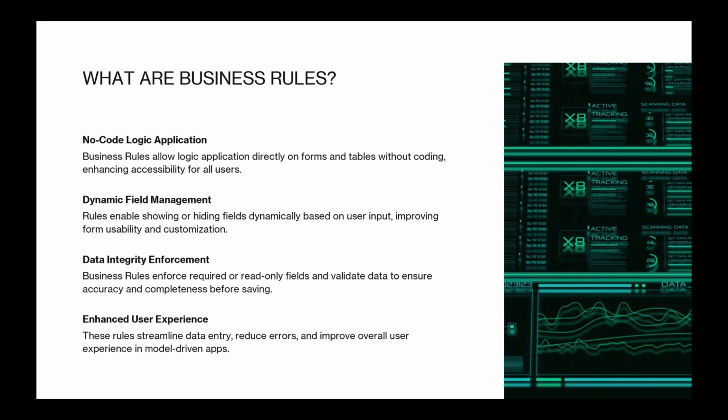So what are business rules? Business rules let you apply logic directly to forms and tables without writing JavaScript or plugins. They trigger actions based on field values, show or hide fields dynamically. They can make fields required or read-only. They can also be used to set default values. And we can validate data before saving using business rules.